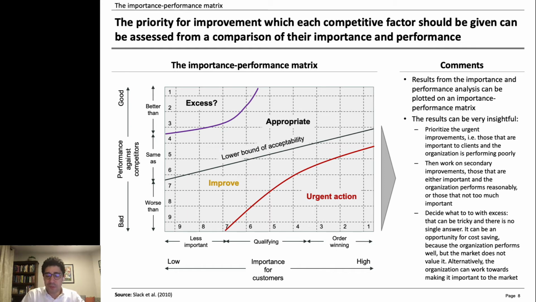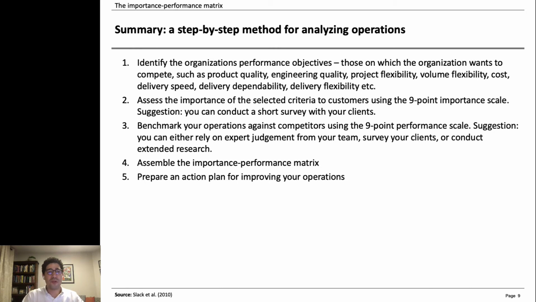So just step by step, let's take a look at how we can analyze operations. First, we identify the organization's performance objectives on which the company wants to compete, such as product quality, product flexibility, cost, delivery speed, delivery dependability, etc. Then we assess the importance of these selected criteria to customers using that 9-point scale that we saw before. We can conduct a short survey with the clients, and they can give you their answers on what they value the most.